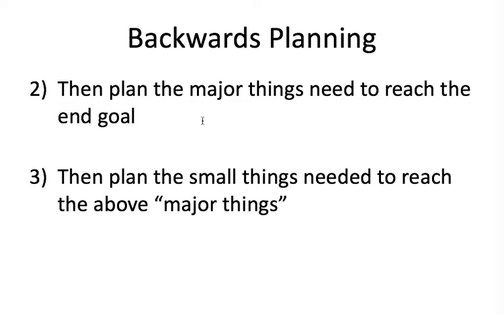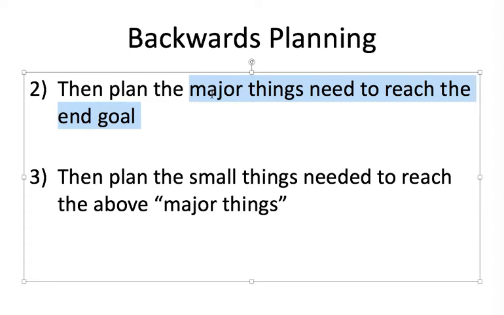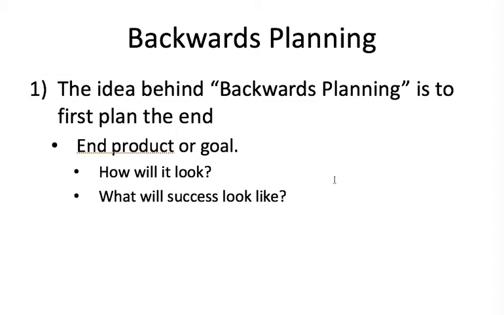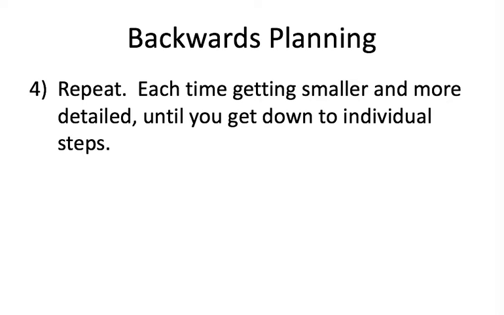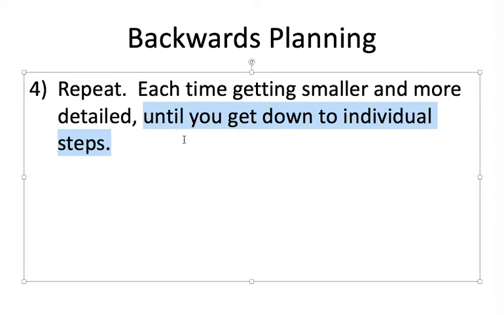So you think about what major things you need to reach in order to reach that singular ending, and then you go backwards from there. And what minor things do you need to accomplish in order to reach each one of these major things? And you just keep on going backwards, getting smaller and smaller and more detailed each time you go backwards until you get down to individual steps.